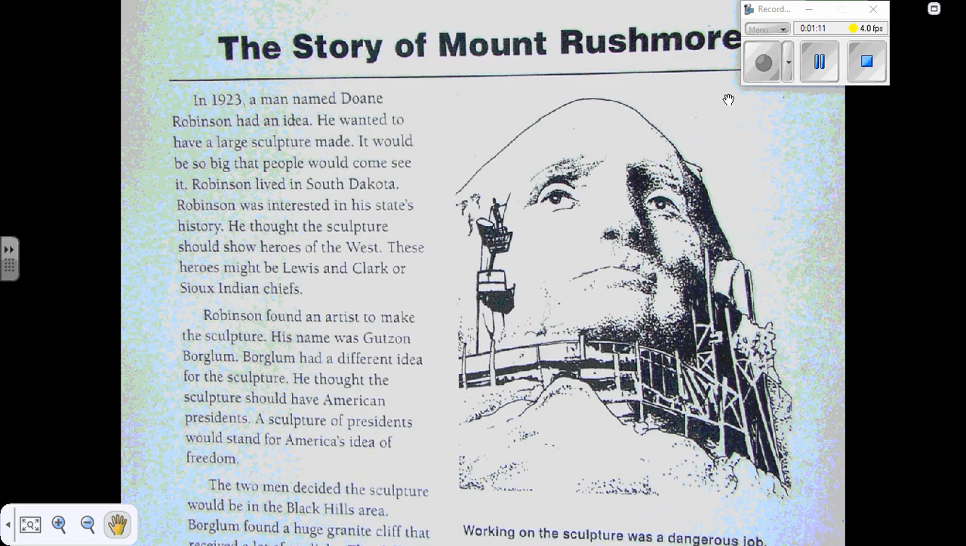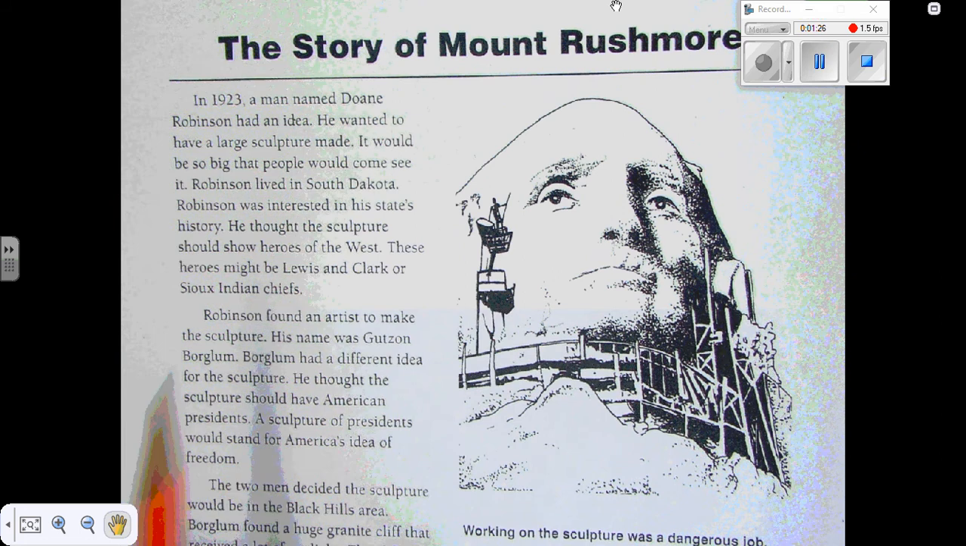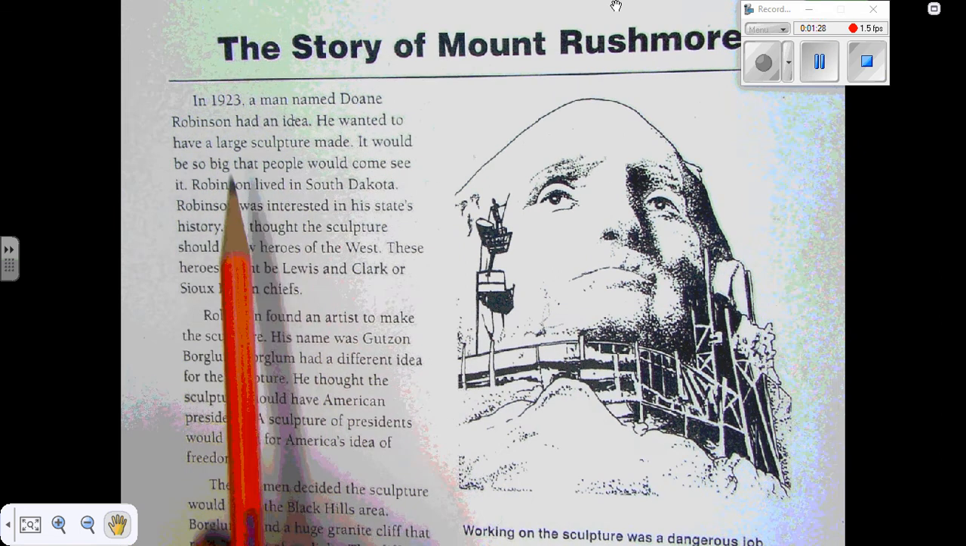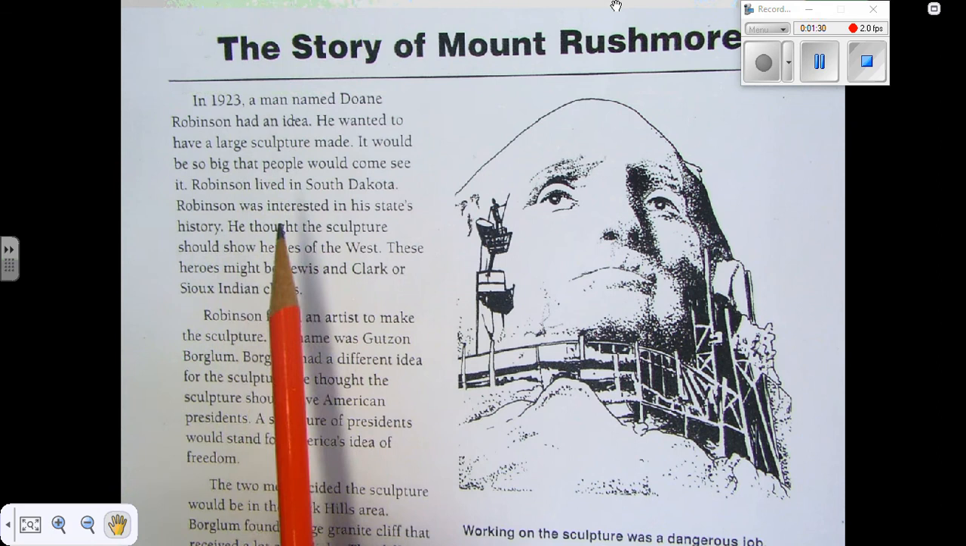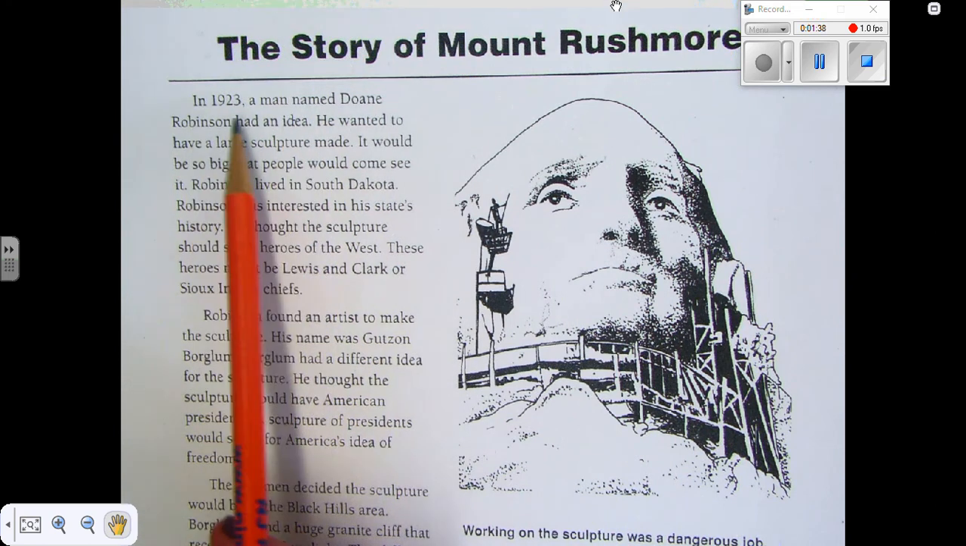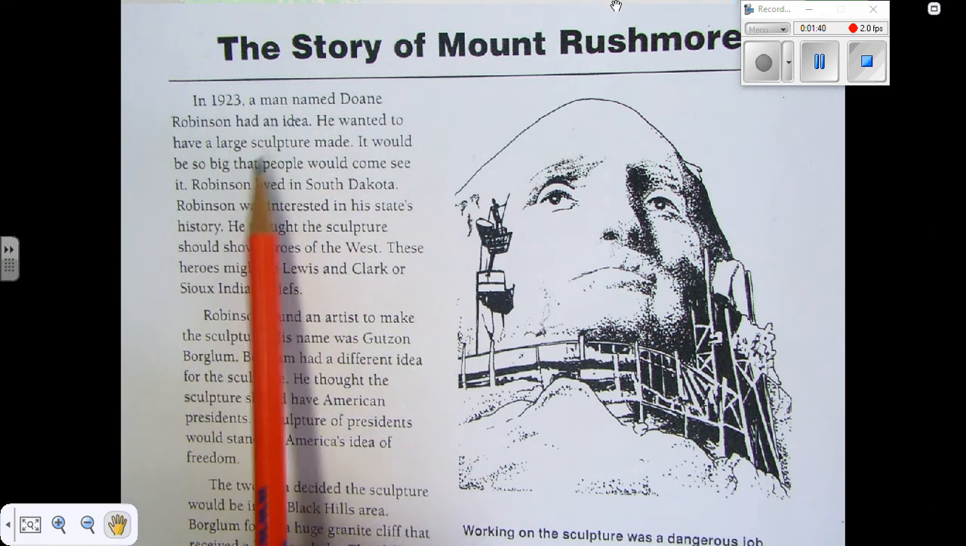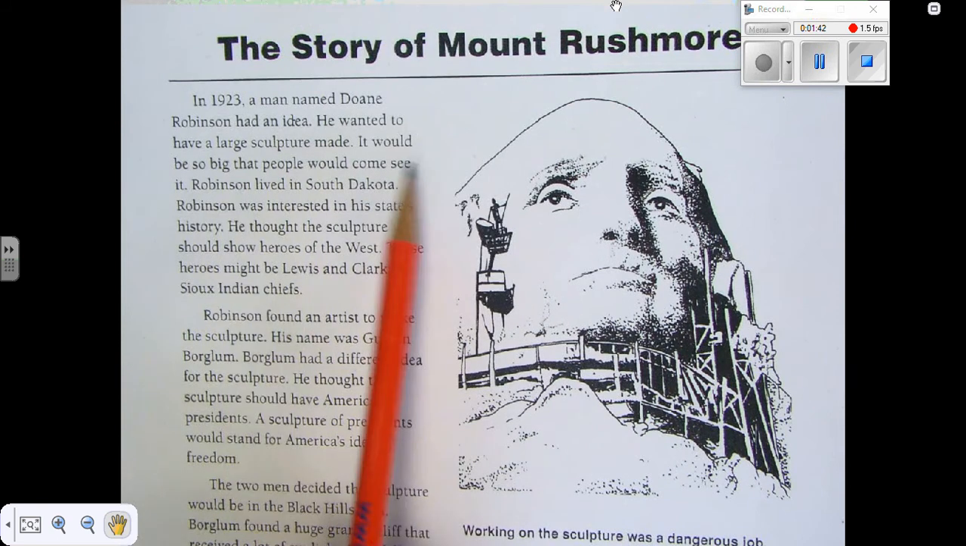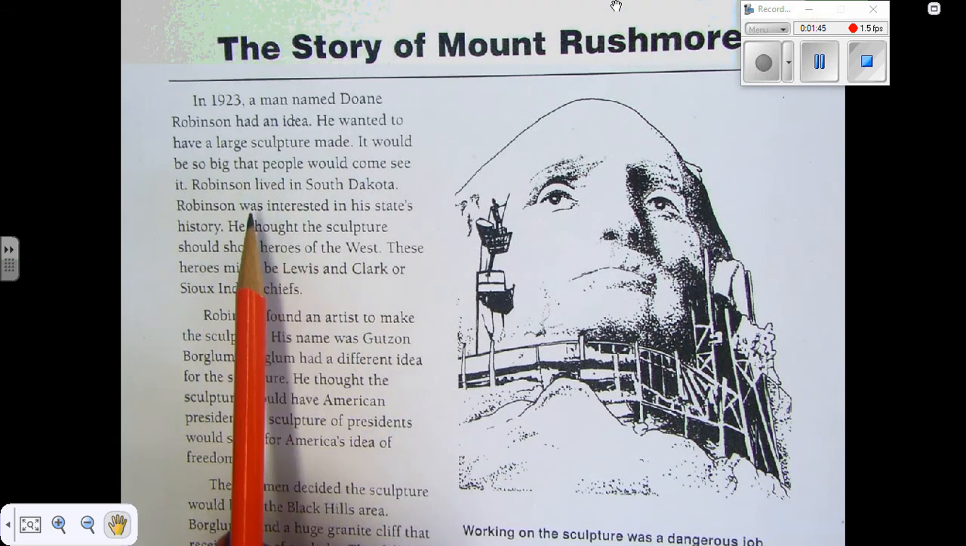Okay, let's get started. I'm talking about our sequence structure. So like I said before, sequence structure is important when you know the dates and the order that something happened in. We're going to start off by reading the first paragraph, and we're going to notice that there is a date immediately in the beginning. And that's giving me a clue that if I write about this information, I might want to use this type of structure. So it says, in 1923, a man named Doane Robinson had an idea. He wanted to have a large sculpture made. It would be so big that people would come see it.